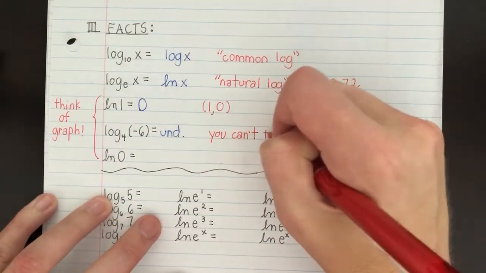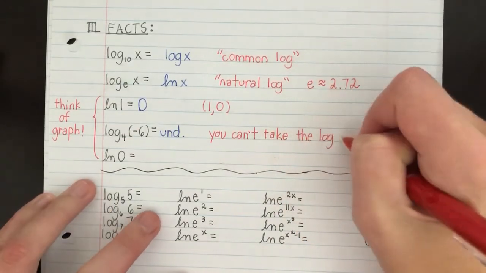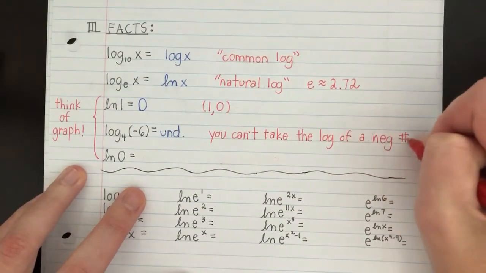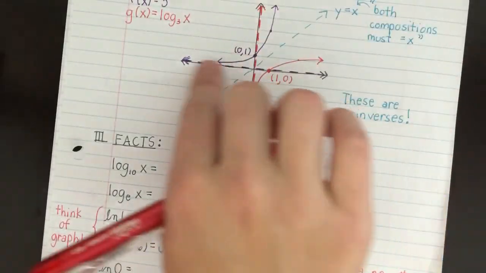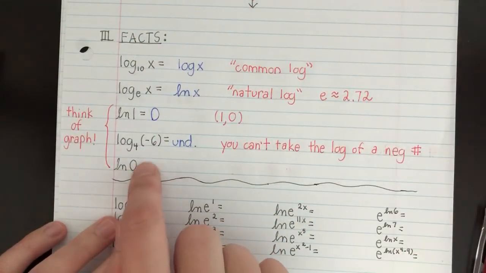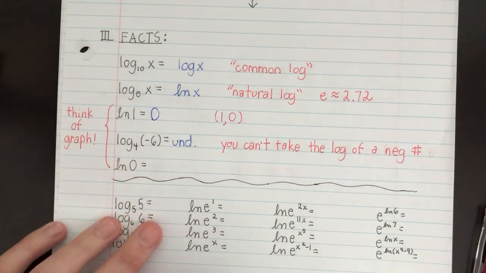You can't take the log of a negative number. And you can see that from the asymptote. We can't go over here to the left. Okay, and similarly, e to what power equals 0, if you were to convert this, there is no value you can plug in.